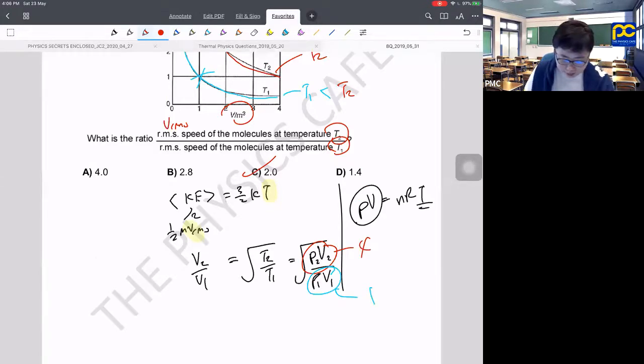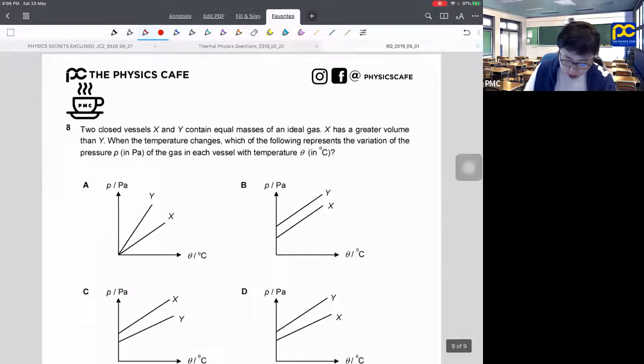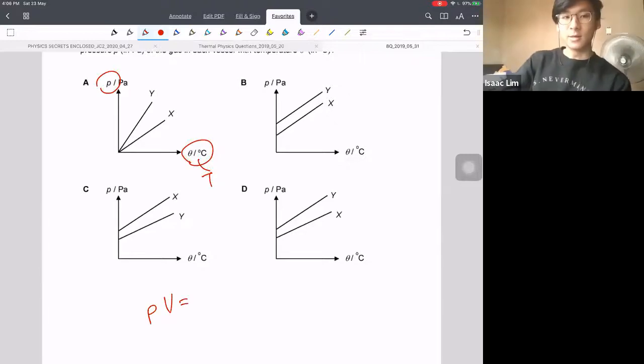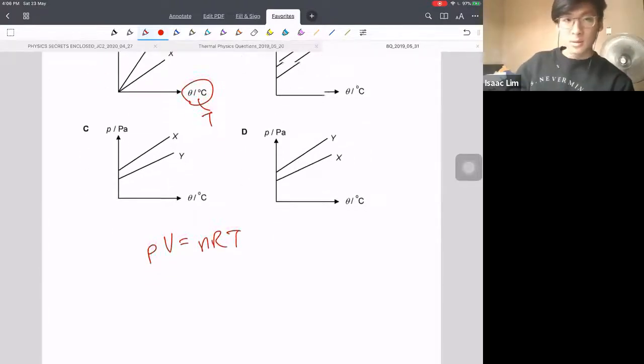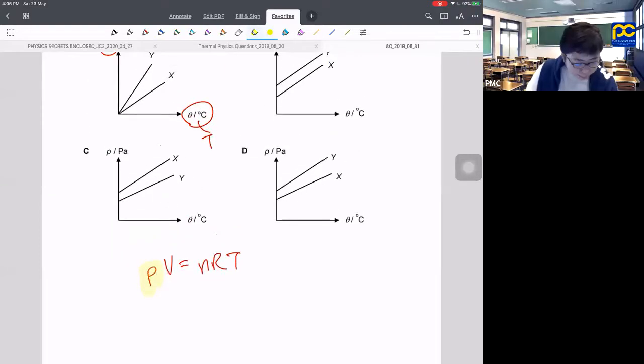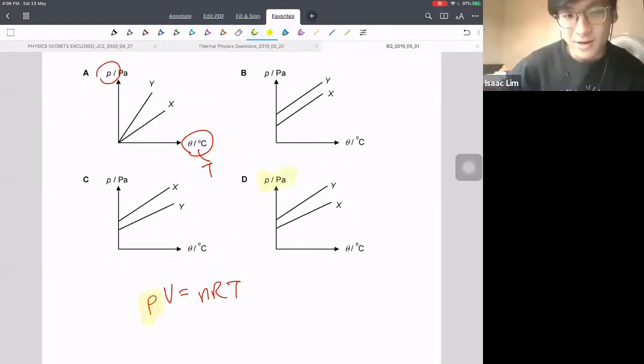All right, Isaac. Last question. This question asks about pressure against temperature. Can I have the equation for pressure against temperature? What should I use? PV equals nRT. Perfect. What should I do after that? Find the ratio.